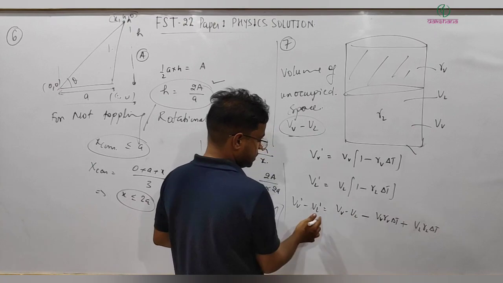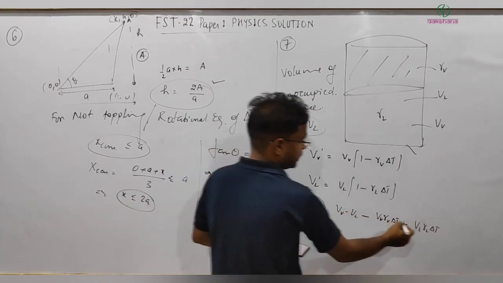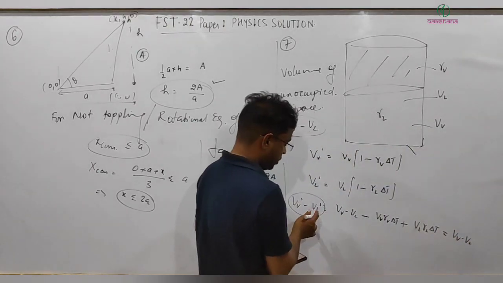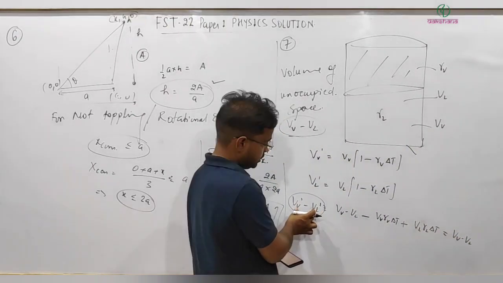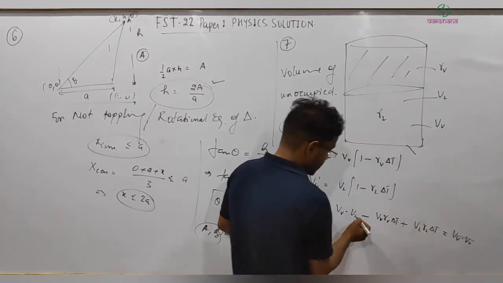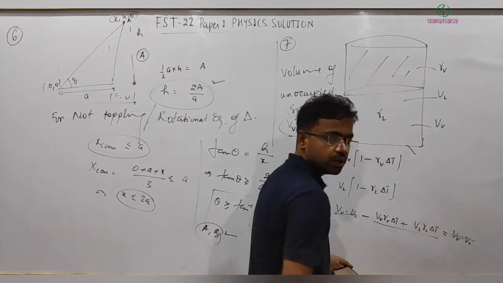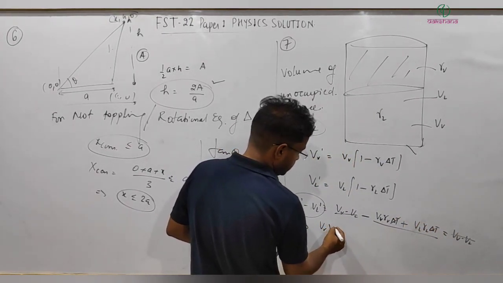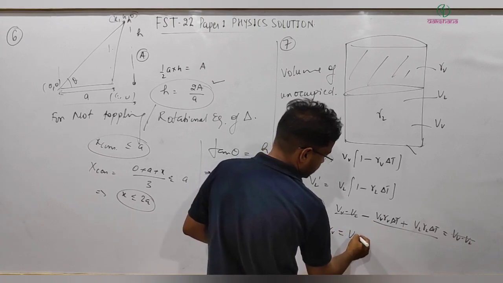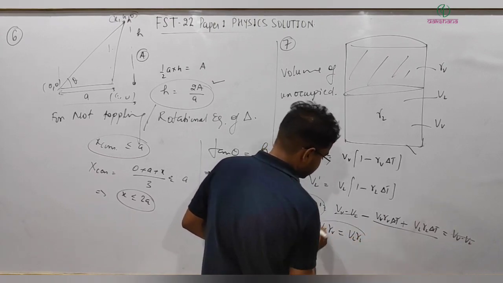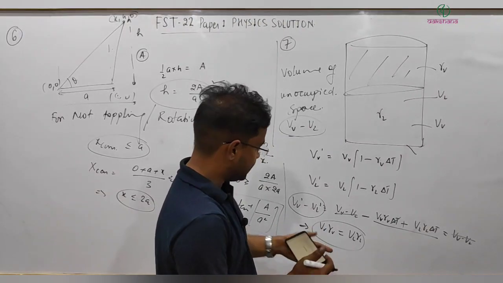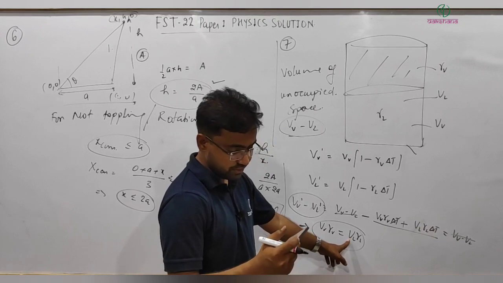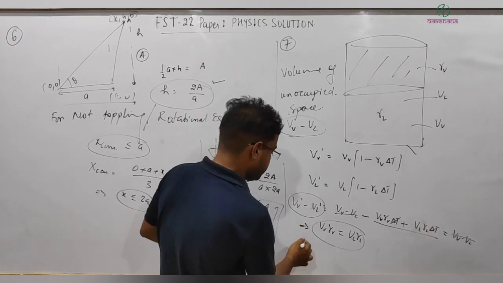Now this quantity must be equal to what? VV minus VL, because only in that case the final unoccupied volume will be equal to the initial. So this cancels out, which means the remaining quantity should be equal to 0. Delta T simply cancels out, so we get VV into gamma V equal to VL into gamma L. This is the relation we get, and if we rearrange it, gamma V by gamma L will be equal to VL by VV. So option D will be matching.